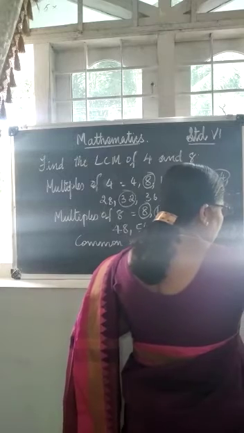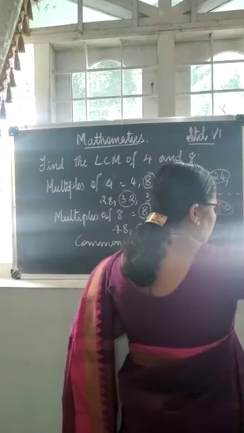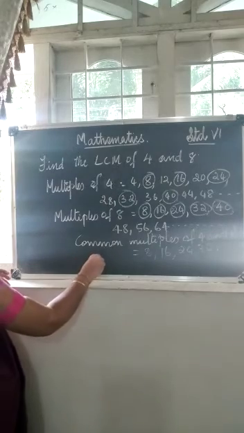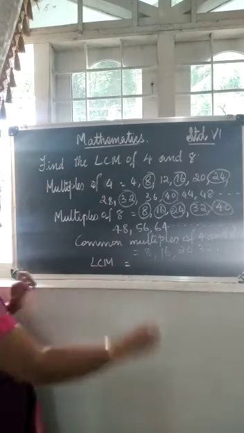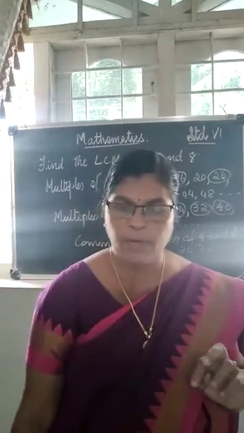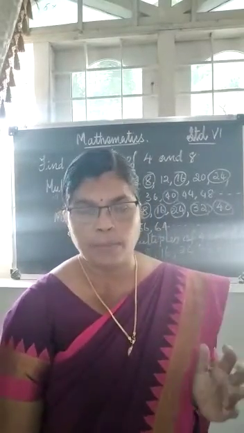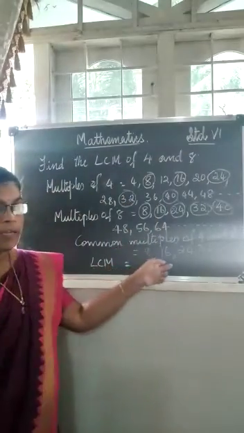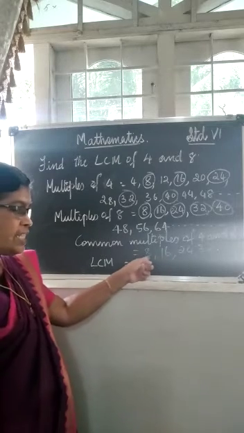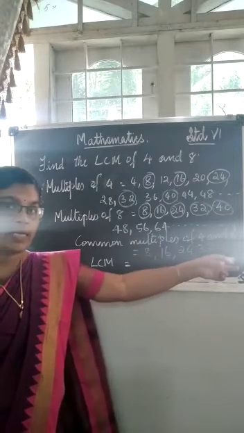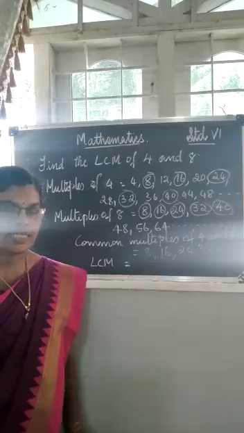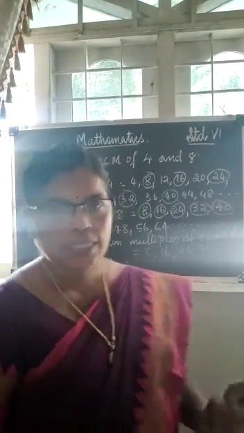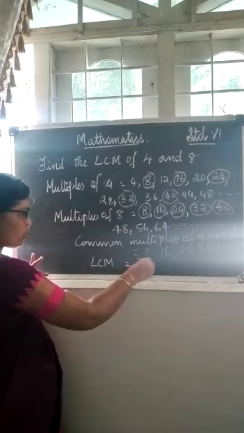Now take the least one or the smallest of the common multiples. Which is the smallest common multiple? LCM. LCM is the least common multiple or the lowest common multiple or the smallest of the common multiples. Among the common multiples, 8 is the smallest one. Other multiples are greater than 8. So 8 is the least common multiple or the LCM. Okay? So LCM is equal to 8.